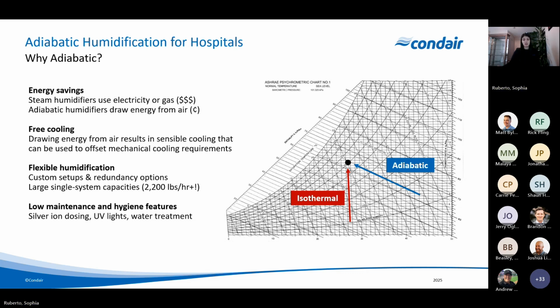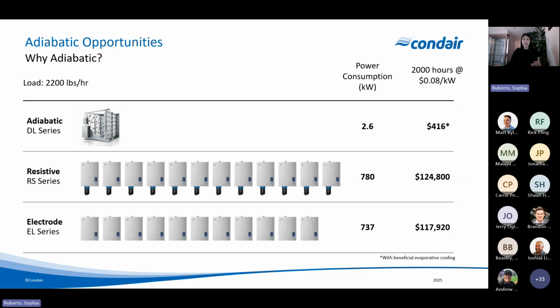Looking again at the power consumption and the energy savings that you would see, this is an example of a load of 2,200 pounds per hour, where with an adiabatic system, we could run this off of a single unit, versus a resistive element or an electrode system, where you would need multiple units to make that load. And you can also see the amount of power consumption that would require and the savings that you would see around 2,000 hours of operation.